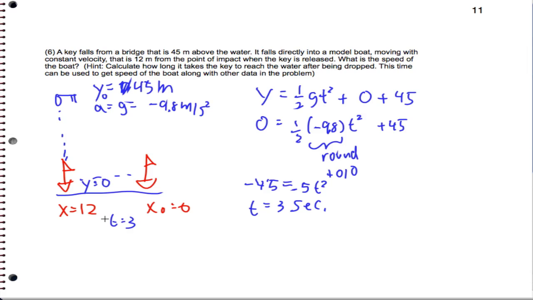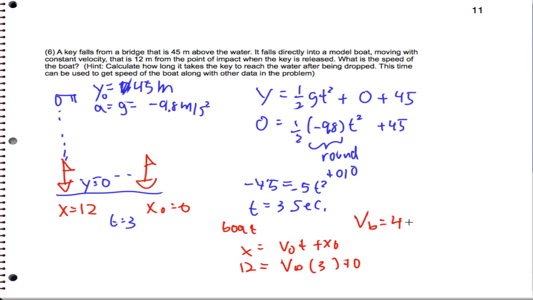So I have a time of 3 seconds. For the boat, what I'll use is x equals v naught t plus x naught. So I have 12 equals v of the boat times t, which is 3, plus 0. And so that gives me v of the boat equals 4 meters per second. All right.